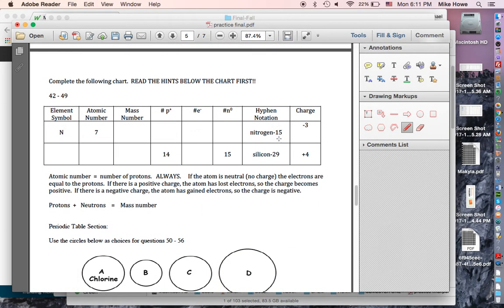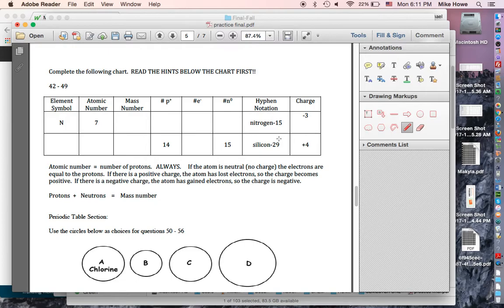And now this chart has some charge on it, so we'll deal with that. Nitrogen is 7. It tells us right here the mass number is 15, so I'm just going to put that in. Protons never change. That's got to be 7. Atomic number equals protons. Now protons equal electrons unless there's a charge. So P equals E unless there's a charge. Is there a charge? Yeah, -3.